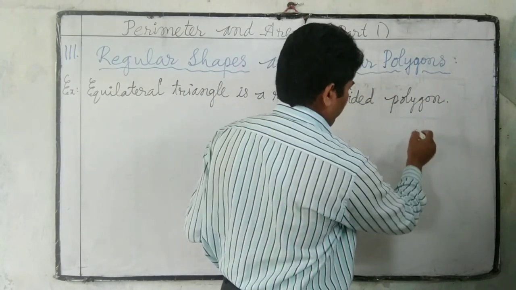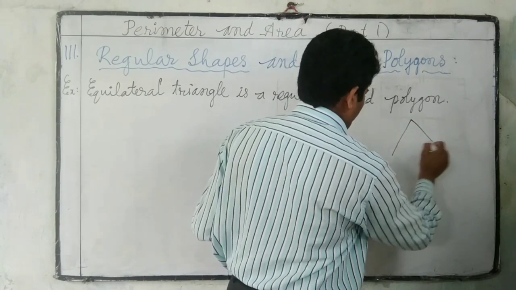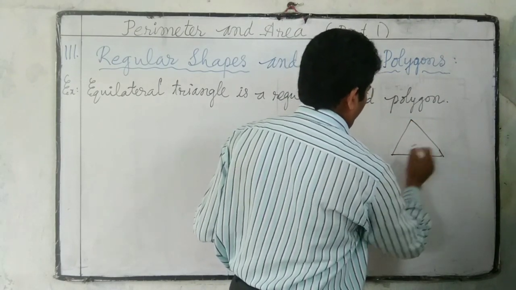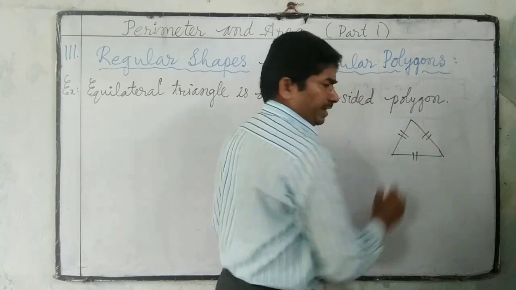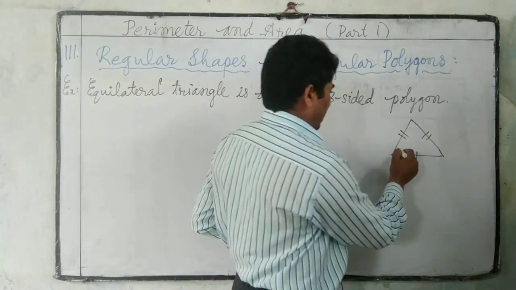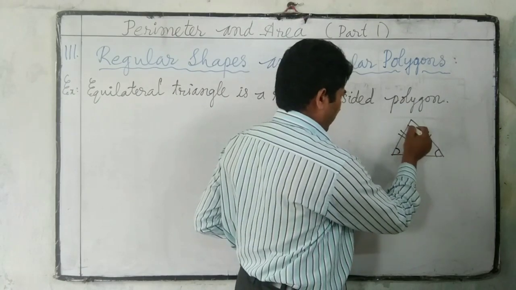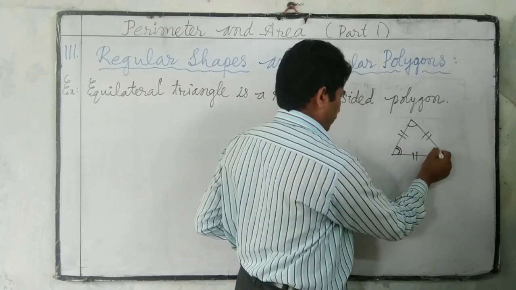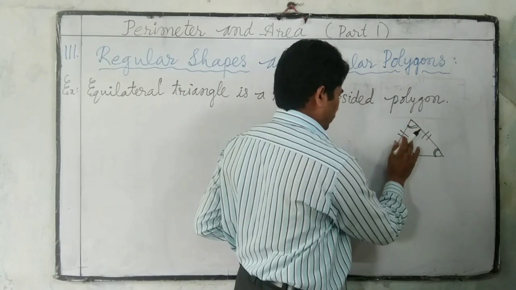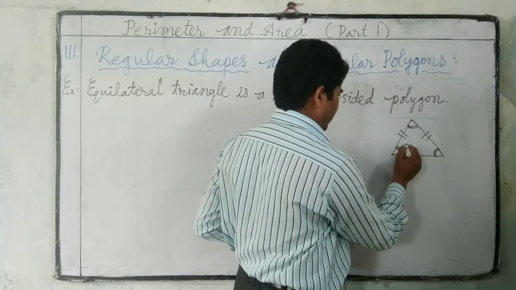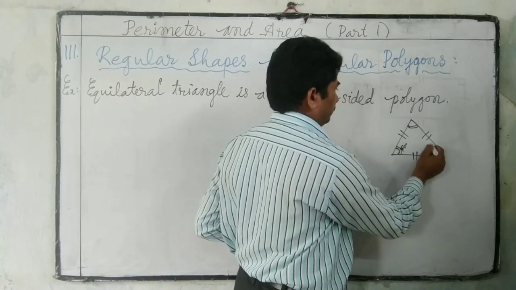Let us see the figure. This is an equilateral triangle. In this all sides are equal and all angles are also equal, that is 60 degrees. Each and every angle is 60 degrees.